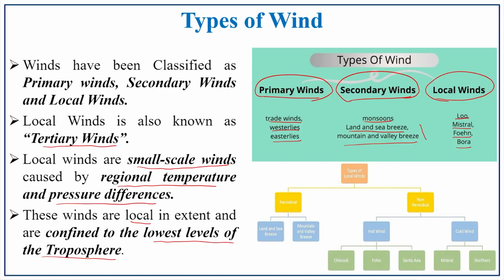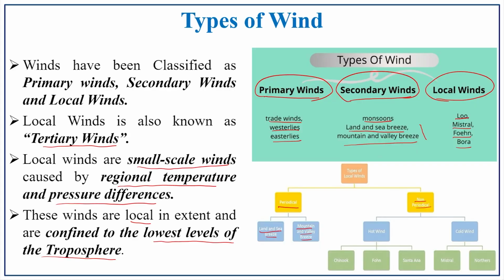The local winds have two major types, that is periodical and non-periodical. In the periodical, we have land and sea breeze and mountain and valley breeze. You may wonder that you have categorized these periodical winds, land and sea breeze, mountain and valley breeze, in secondary winds. But imagine a wind blowing from the Himalayas, how will we confine it? It may be a Himalayan region, but it is within the Indian subcontinent. So, it may also influence us as a local wind. This is known as periodic winds.